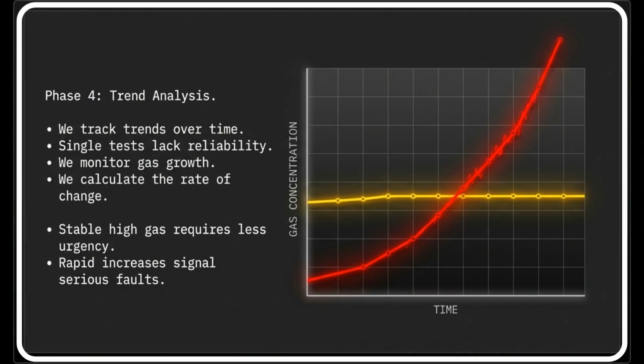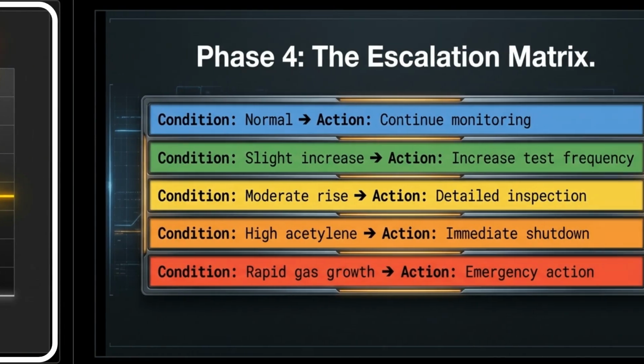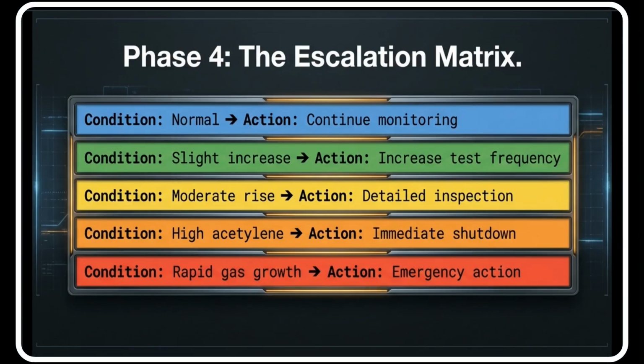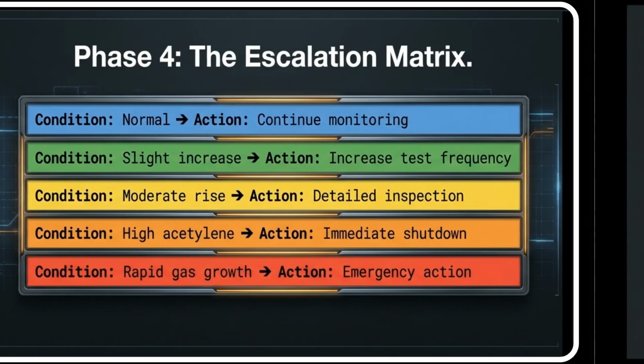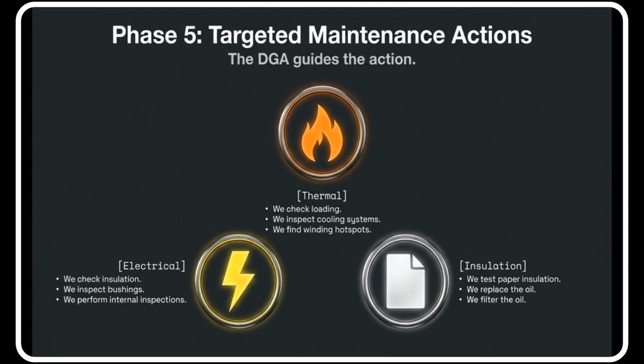Phase 4 focuses on trend analysis. Single tests are unreliable, so we track gas growth over time. Rapid increases signal serious faults, while stable high gas requires less urgency. Phase 4 also introduces the escalation matrix. Based on gas growth, conditions range from normal monitoring to critical rapid gas growth requiring emergency action or immediate shutdown for high acetylene levels.